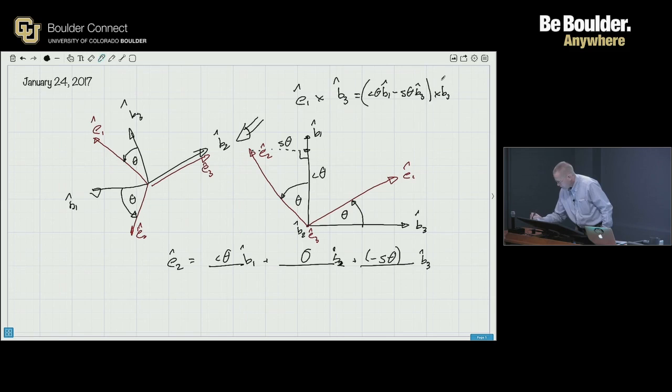crossed with B3. What happens with B3 crossed with itself? 0. We like 0. 0 is good. 0 is your friend. B1 crossed B3, what's that going to give us? Shayla? B1 crossed B3? Or B2. Positive or negative? Negative, actually. Okay, good. So minus cosine theta B2. Right? That's what this is.